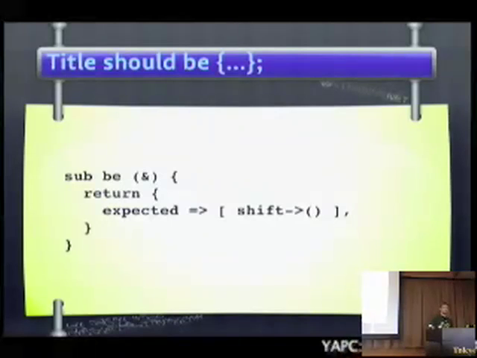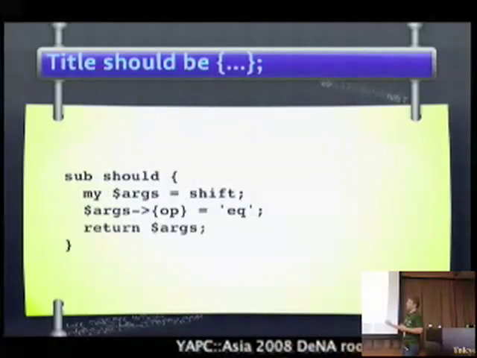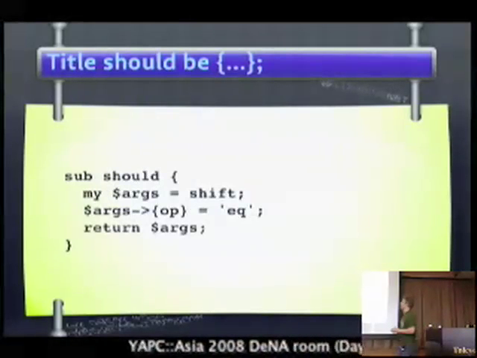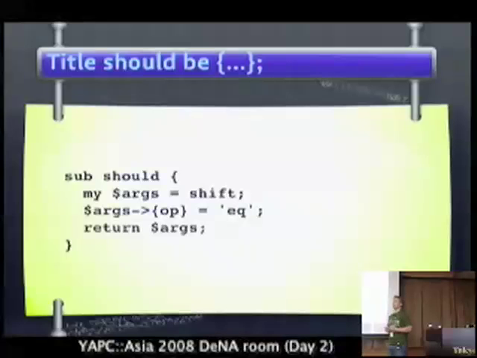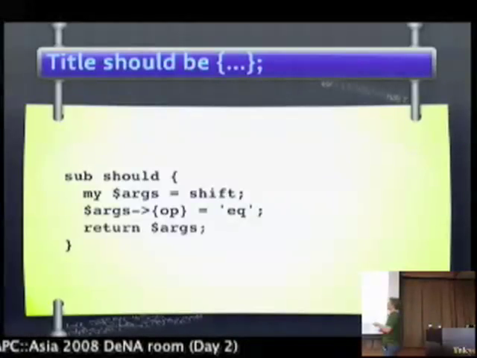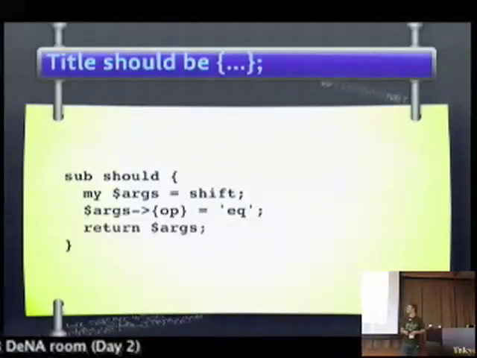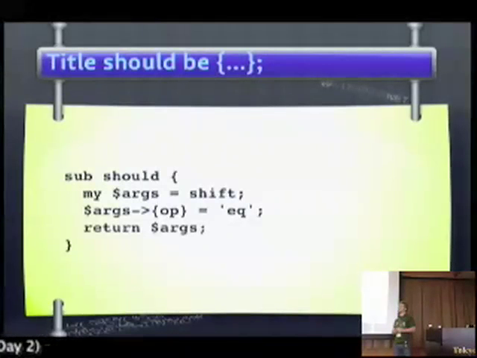The next thing that Perl reads, or invokes anyway, is should. And so we get our arguments, which we expect to be a hash ref. And should is an equality test, and it's a positive one. So we're going to store in an operator, we're going to store EQ, meaning it should be equal to. You saw an example where there was shouldn't, and that would be not equal to. That's a negative type of equality test.